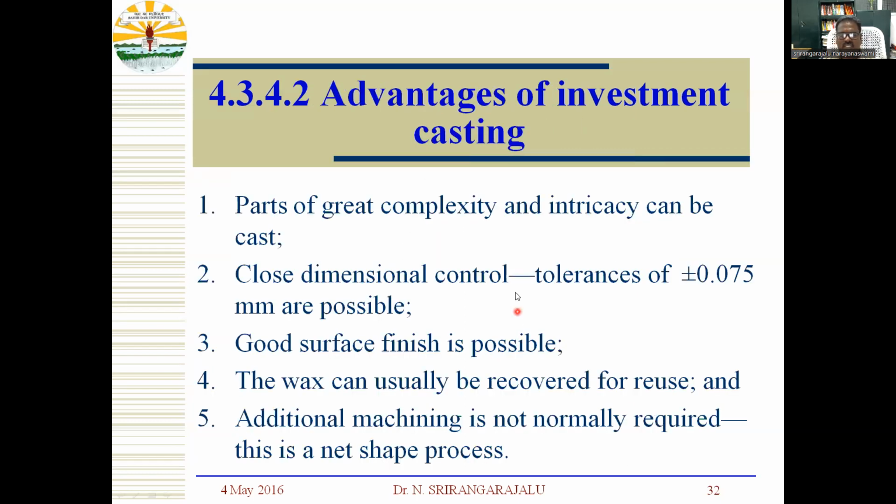So, advantages of investment casting: parts of great complexity and intricacy can be cast. Close dimensional control, with tolerances of plus or minus 0.075 mm, is possible. Good surface finish is possible. The wax can usually be recovered for reuse, and additional machining is not normally required. This is a net shape process. Additional machining is not required in this process, so machining cost is saved.